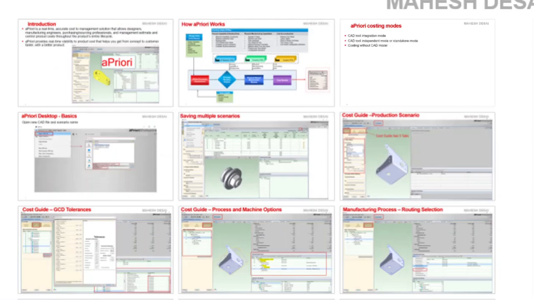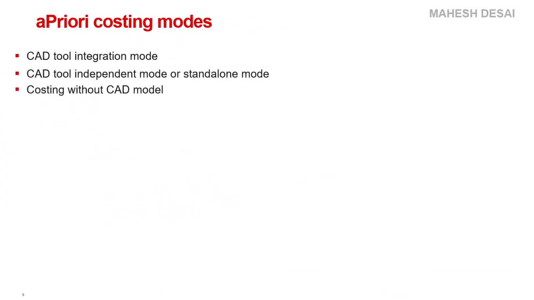And costing without a CAD model. If there is no CAD model, but we have some basic geometric information, like length, width, how many holes are present, and what the diameter is, then we can give those inputs to aPriori and generate a rough costing out of that as well.